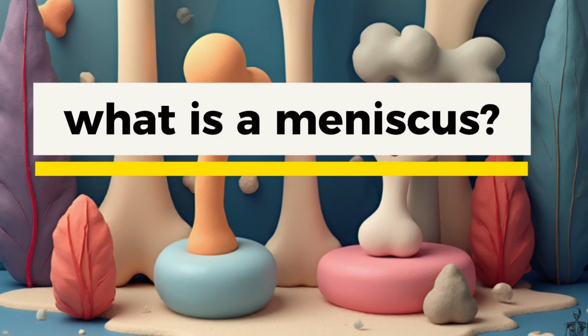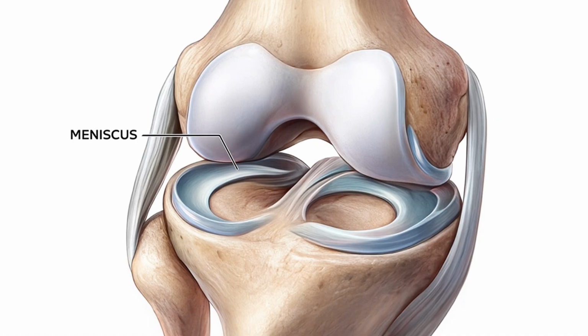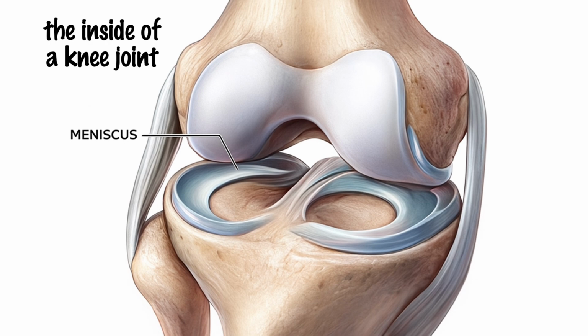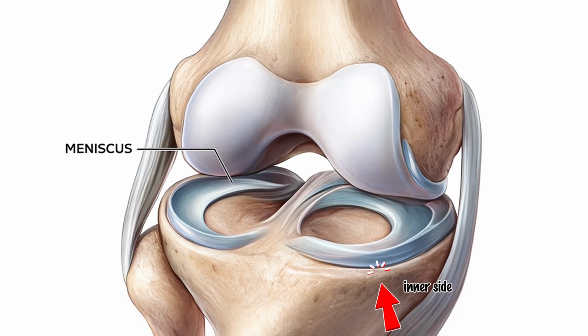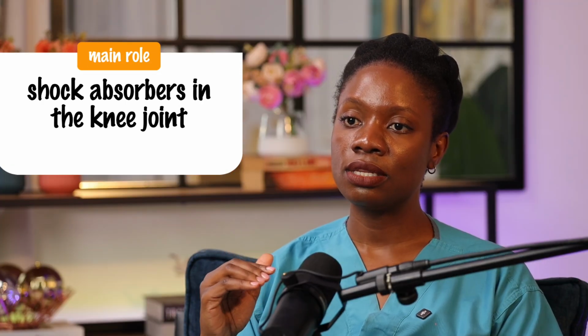What is a meniscus? A meniscus is the small C-shaped piece of cartilage inside the knee. Each knee has two of them, one on the inner side and the other on the outer side. They act like shock absorbers inside the knee. They protect the bones and keep the knee stable when your child runs, jumps, or twists, or does all kinds of crazy things that children do.